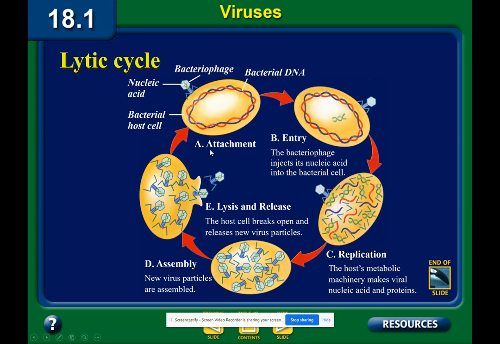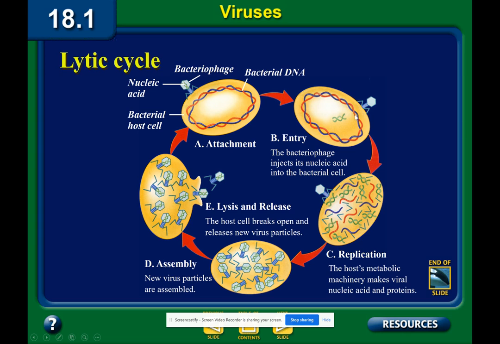Let's start with A, attachment. We're going to use a bacteria cell as the host because, quite frankly, it's just a lot easier to understand than an animal cell. Bacteriophage lands on the bacteria cell. It attaches using those tail fibers. And once it attaches, then it begins to inject its nucleic acid into the host cell. So that's why this is called attachment.